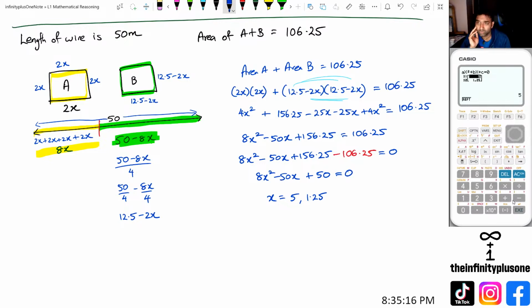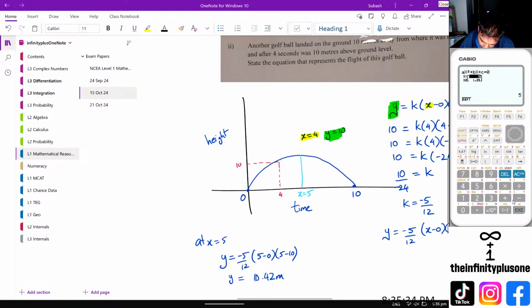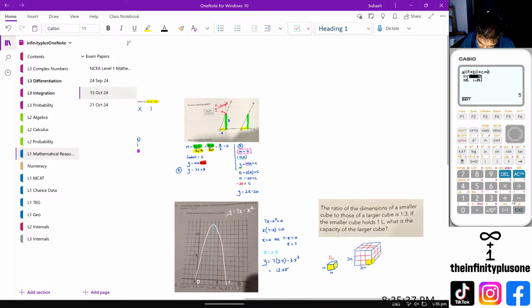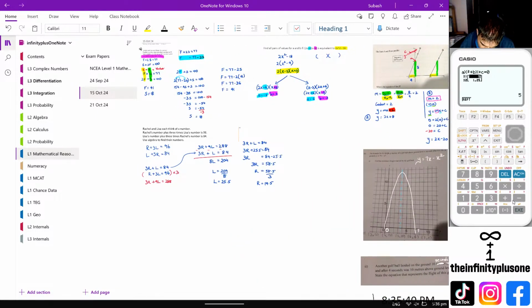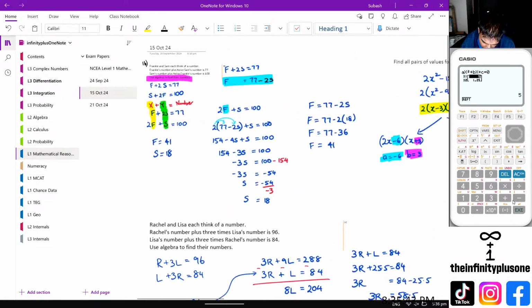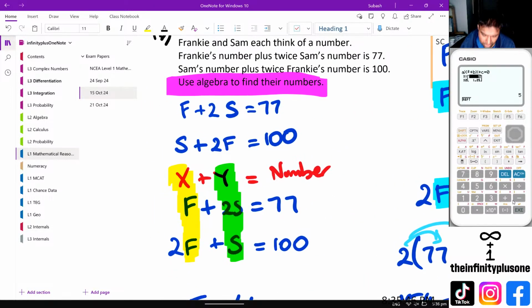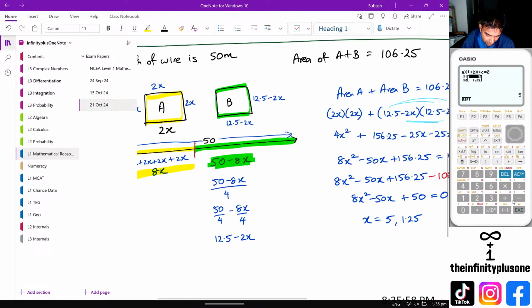See, Maya, this is one of the conversations I was having earlier at the start of this tutorial. Unless they say show algebraic working, because I remember seeing a question in our last stream that actually said show algebraic working, but let me go back and have a look. Where was it? Oh, actually, here we go. Sometimes they have a statement like this: use algebra to find their numbers. So you can't just put this in the calculator straight away and solve it.